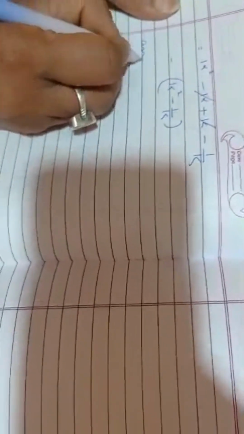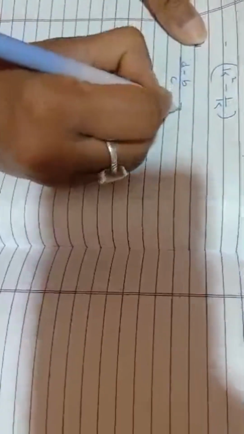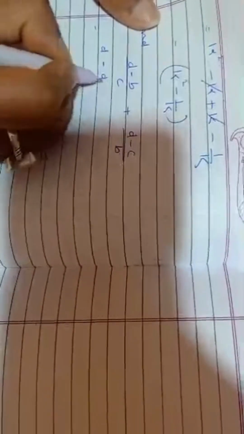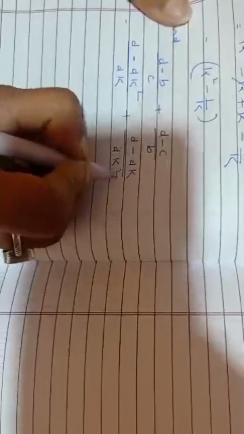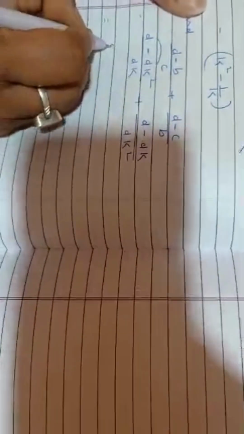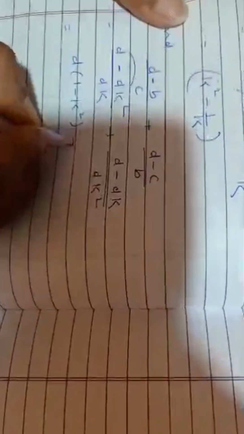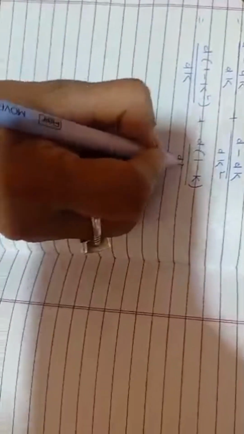Now I am going to solve this part, right? D minus B upon C plus D minus C upon B. D is D and B is DK square upon C is DK, plus D minus the value of C is DK upon the value of B is DK square. Now take out D as a common factor. Inside the bracket you will get 1 minus K square. Again take out D as a common factor. Inside the bracket you will get 1 minus K. Sorry, I forgot to write this DK, this DK square. Now this D cancels this D and D cancels this D.